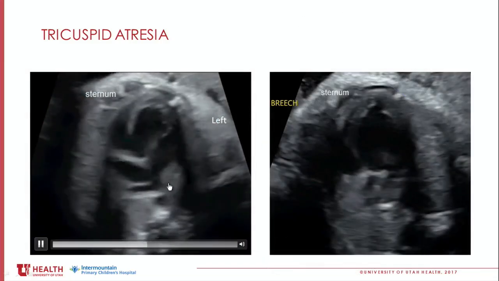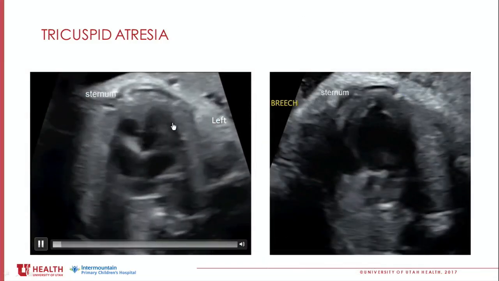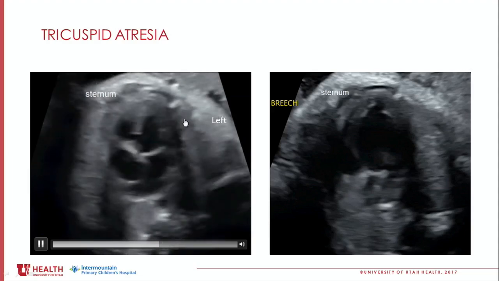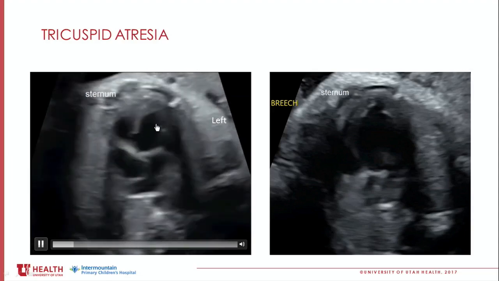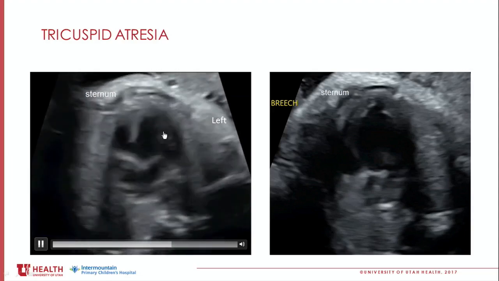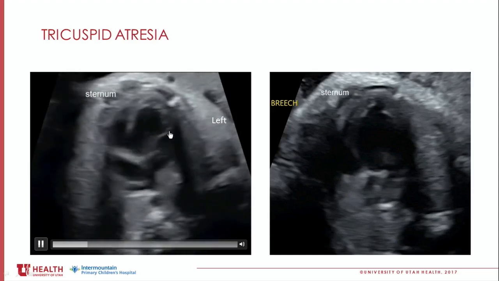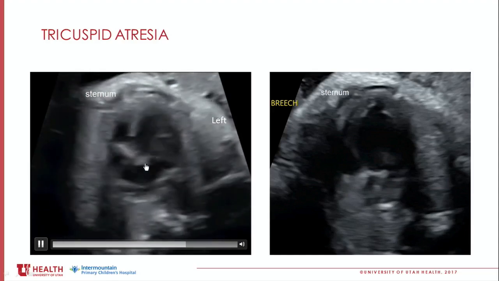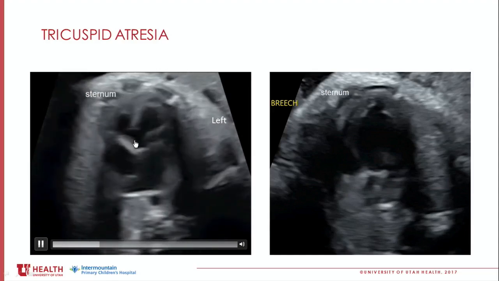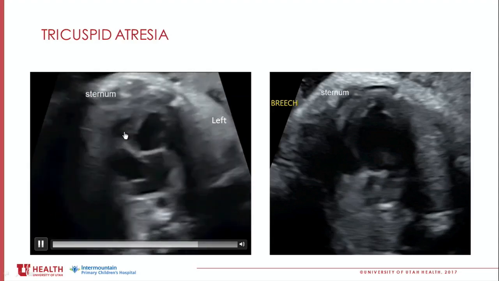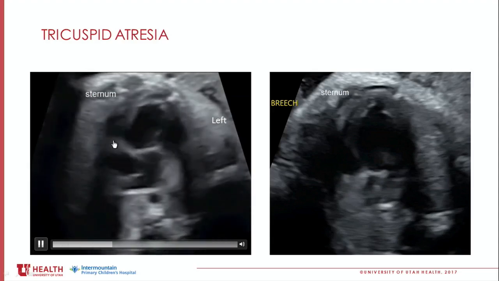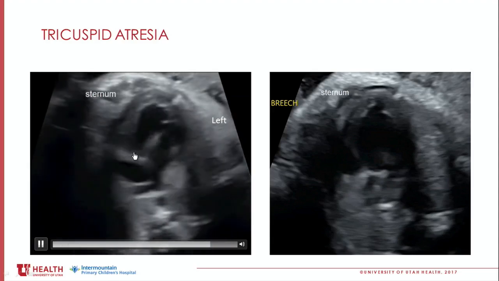This is another one. This time the baby is breech, so left is over here. Here's the normal-appearing left ventricle, smooth-walled, mitral valve attachments only to the free wall here. Here's the crux of the heart. There's the ventricular septal defect. Here's the small right ventricle. So plate-like atresia again.